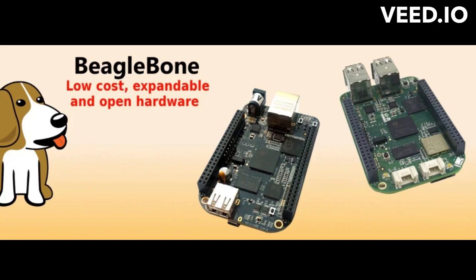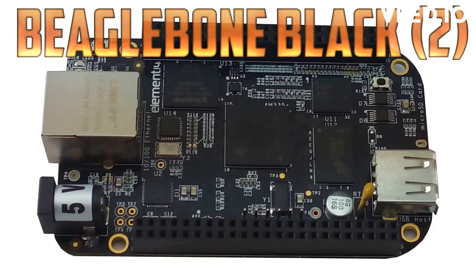BeagleBone is an open-source single-board computer, SBC, developed by the BeagleBoard.org Foundation. It is designed for use in embedded systems and Internet of Things (IoT) projects and is similar to the popular Raspberry Pi platform. The BeagleBone board features a 1 GHz ARM Cortex-A8 processor, 512 MB of RAM, and a variety of input-output (I/O) pins for interfacing with sensors, displays, and other peripherals.